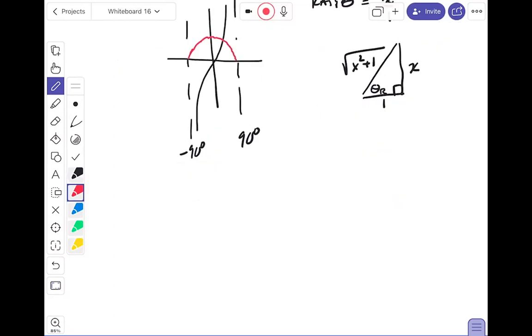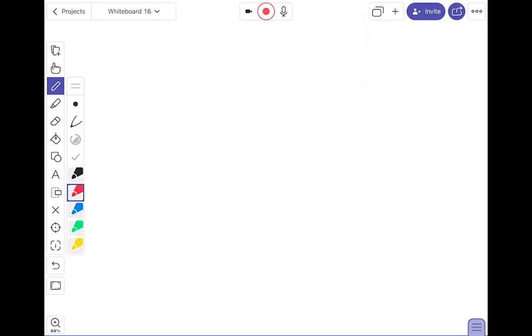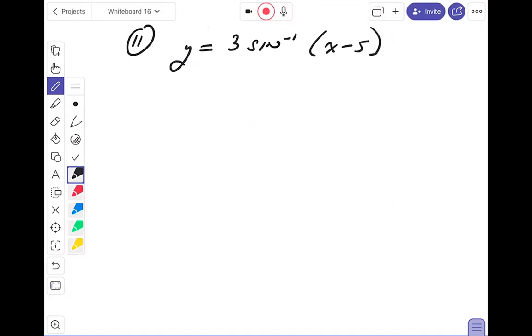Let's go to number 11. Number 11, a little more complicated. And again, I'll be going to Sage after I do number 11, I believe. I think 11 is the last problem. What do I have? Y equals 3 arc sine of x minus 5. That's either read as arc sine or sine inverse. All right, depending on how you want to do that.